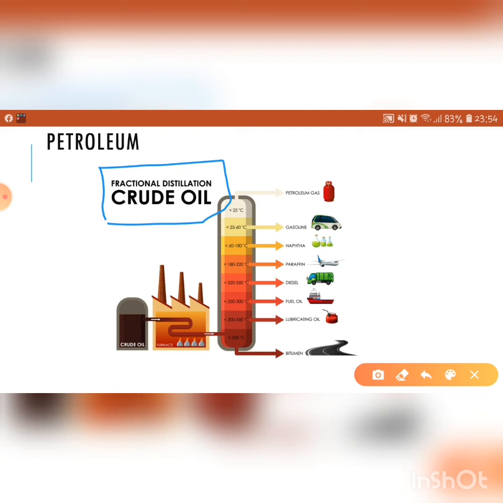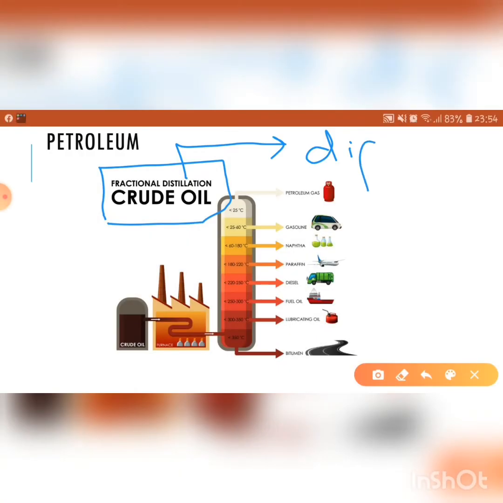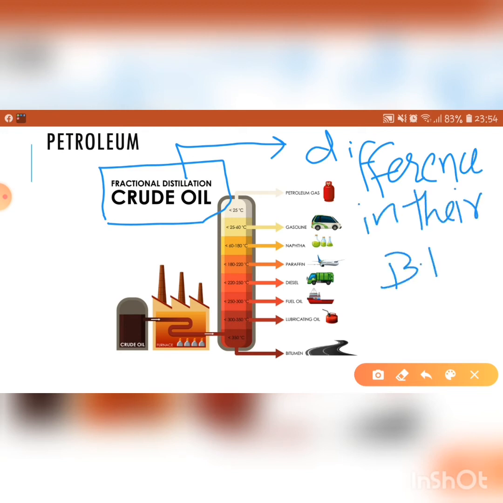What actually happens in a fractional distillation? We are separating these hydrocarbons on the basis of difference in their boiling points. So fractional distillation is a process in which a mixture of hydrocarbons is separated on the basis of difference in their boiling points.